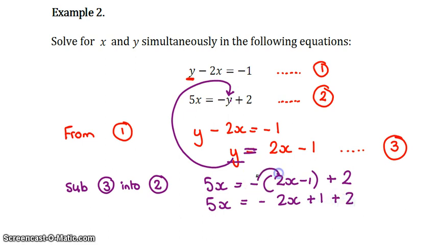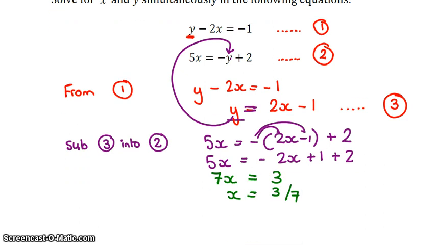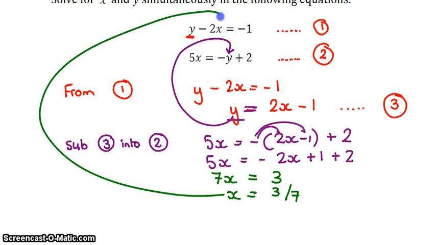So I multiply my minus 1 in. I'm going to add 2x to both sides, so I get 7x. Plus 1 plus 2 is 3. I'm going to divide by 7 on both sides, and I get 3 over 7. So that is the x value that will work in both of these equations. The question is what y value corresponds to that x value. Now again, you can go put this x in there, but the easiest thing would be to use equation number 3, because equation number 3 says y is equal to 2x minus 1.